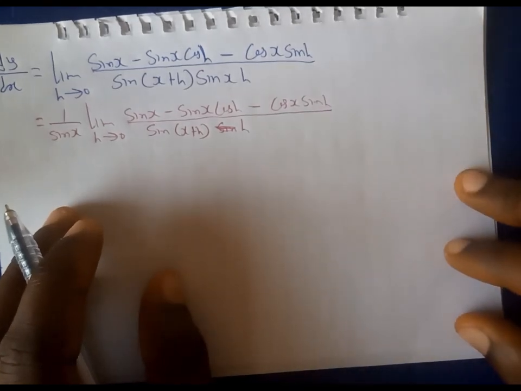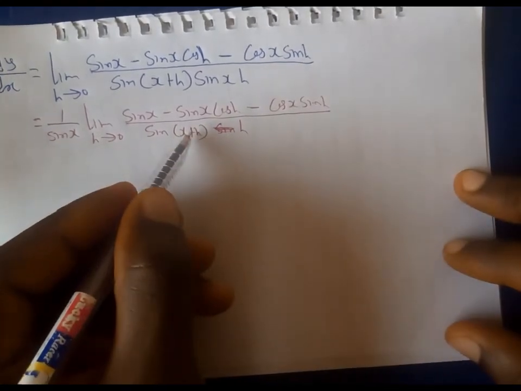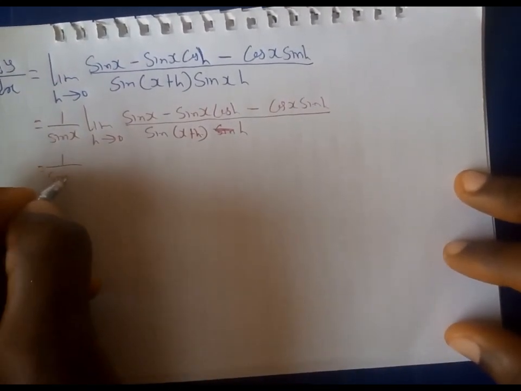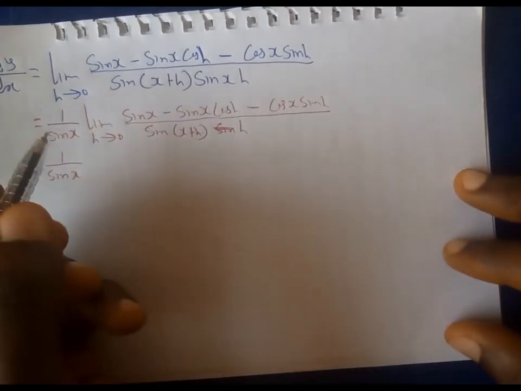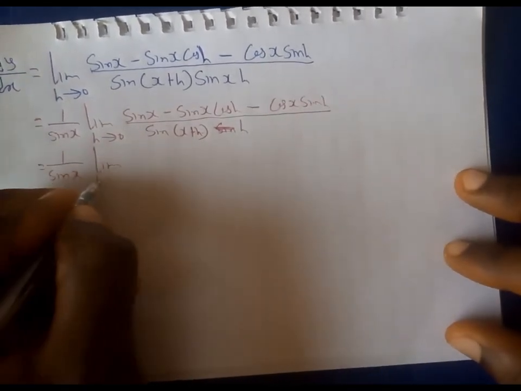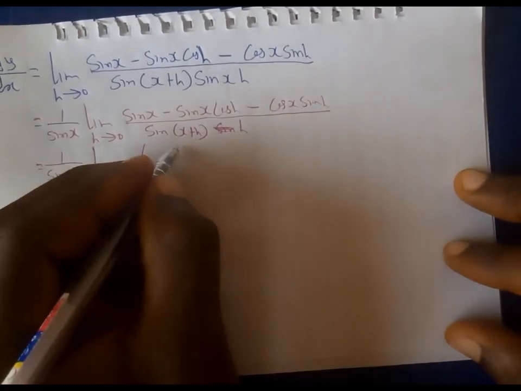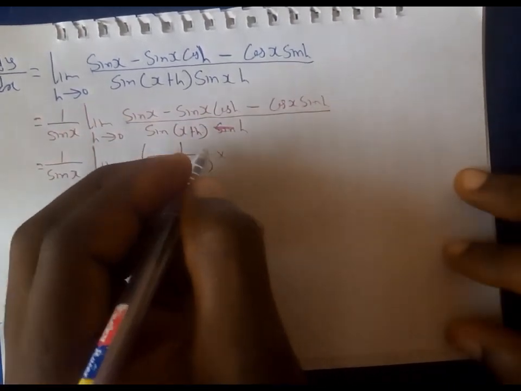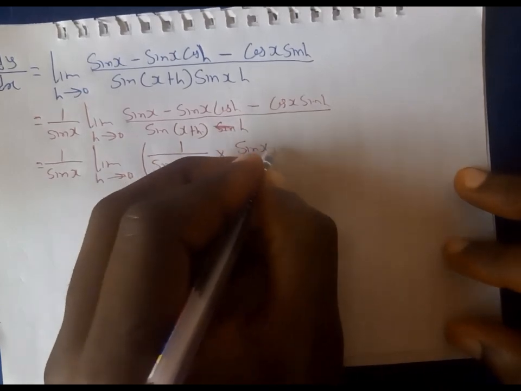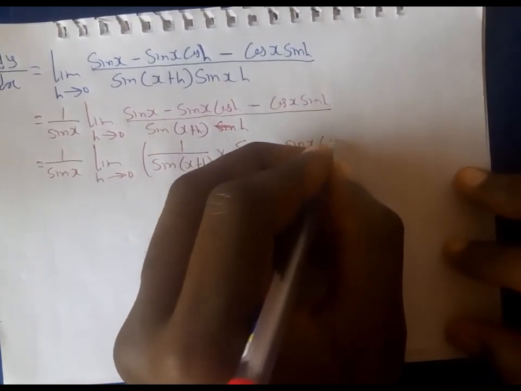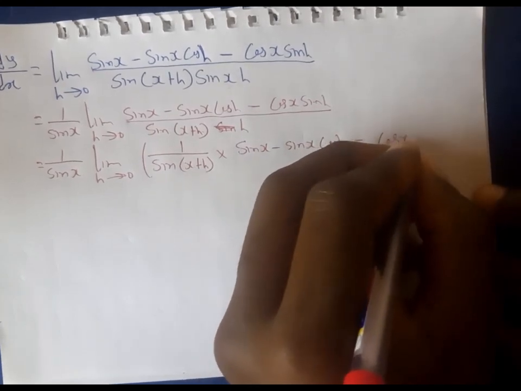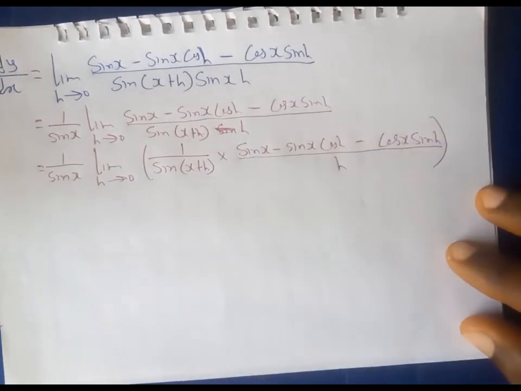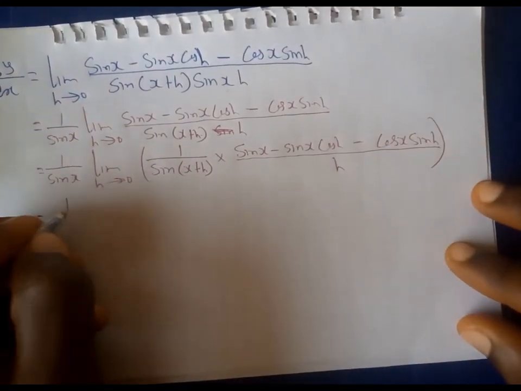Now let's try and detach this sin(x + h) as well. So we have 1 over sin x, however it will still be within the limit because it has h down, times the limit as h approaches 0. So I'm putting within the parentheses 1 over sin(x + h) times sin x minus sin x cos h, minus cos x sin h, then entirely divided by h.